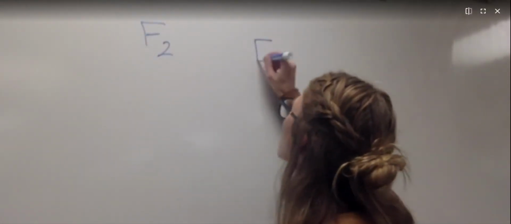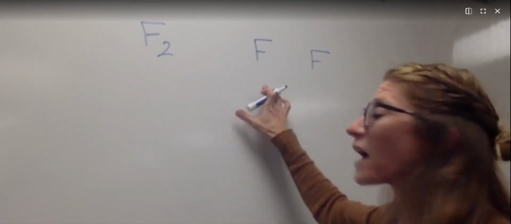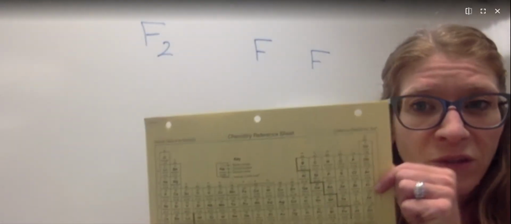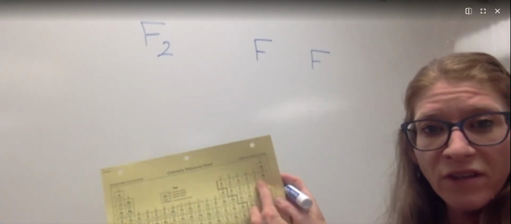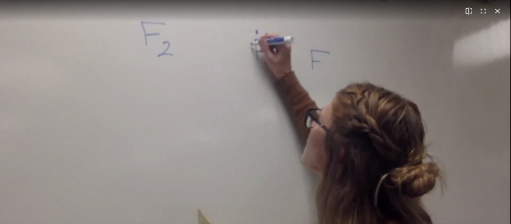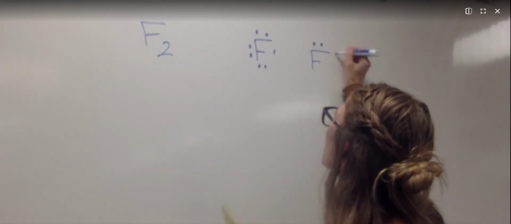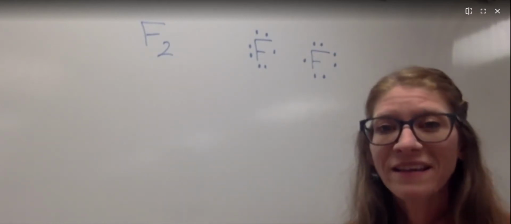So F2 is our first example. For F2, that 2 represents that we have 2 fluoride atoms, so we're going to put 2 fluoride atoms side by side. And then the first thing you have to do is look at your number of valence electrons. Fluorine is over here in group 7, so fluorine has 7 valence electrons. So I'm going to draw 7 dots around each fluorine.